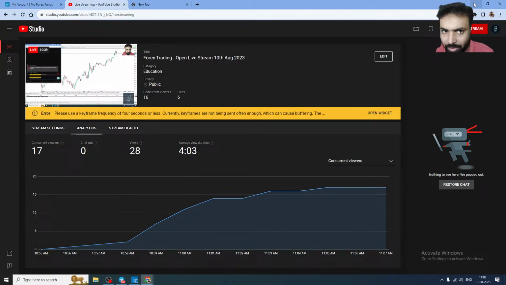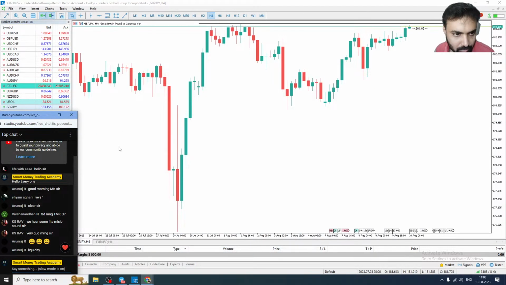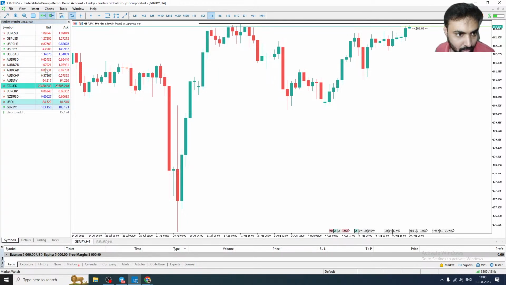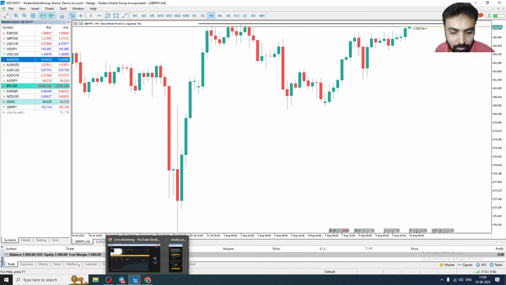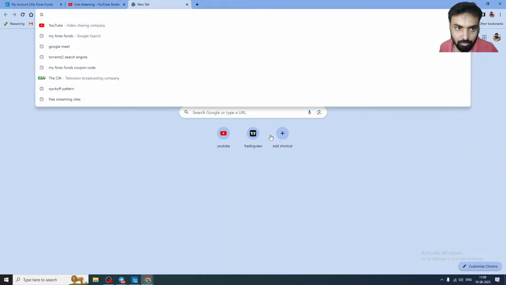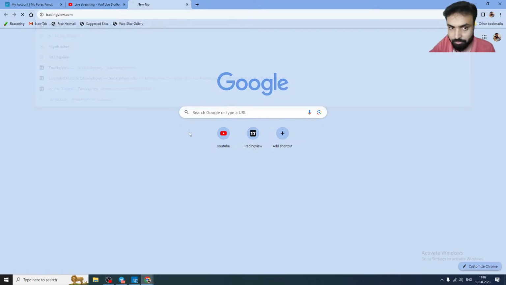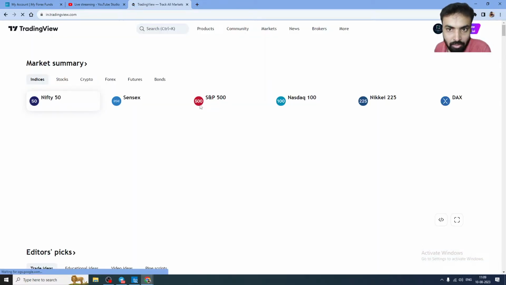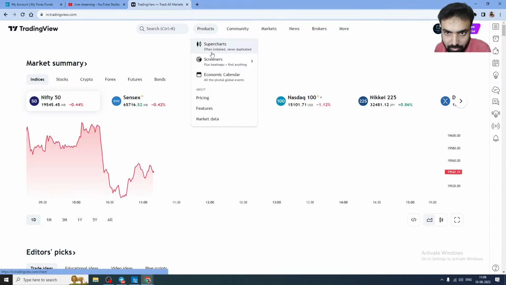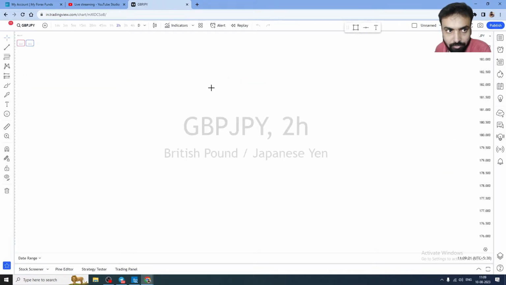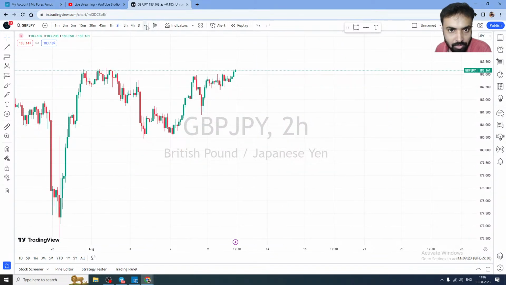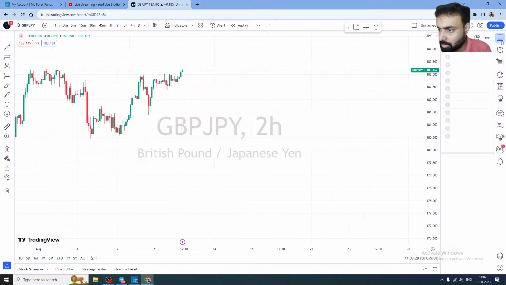Meanwhile, if you are seeing something, let me know also, so we can look at different currencies. If you're watching any other currencies, let's take TradingView. Let's open tradingview.com. Going through things in TradingView is really easy, so that's the reason. Let's go to different pairs.